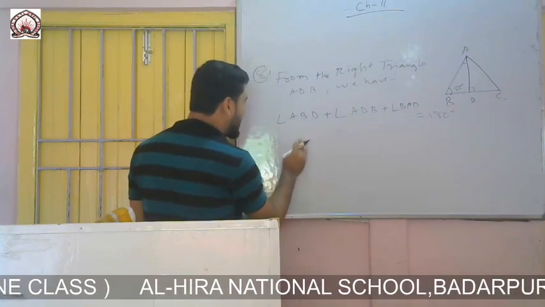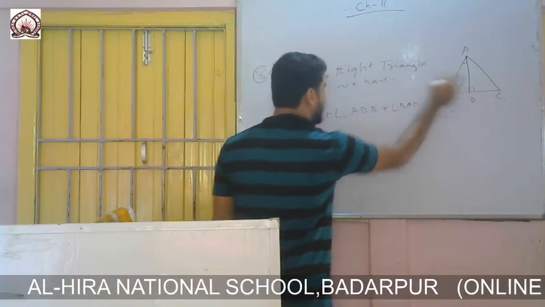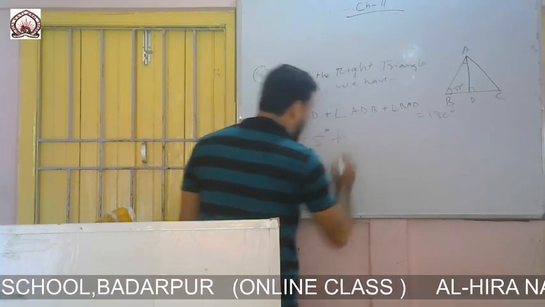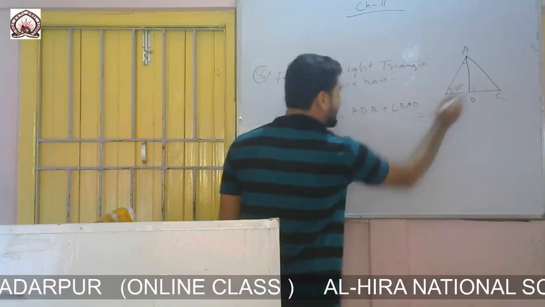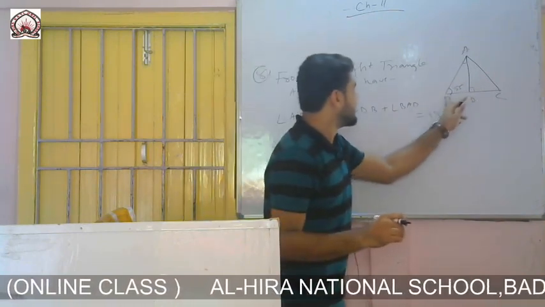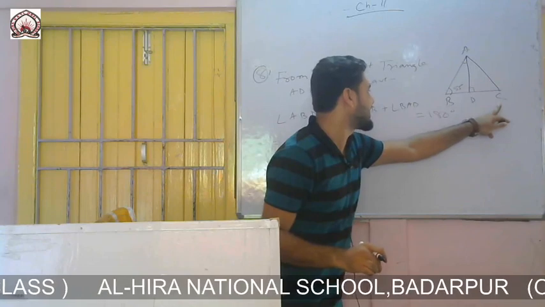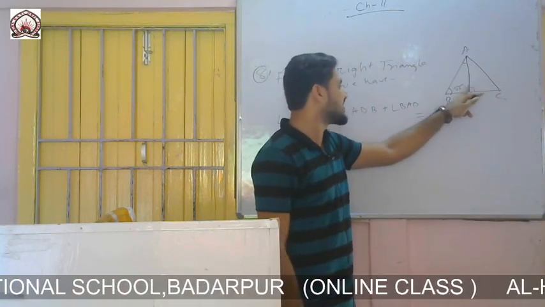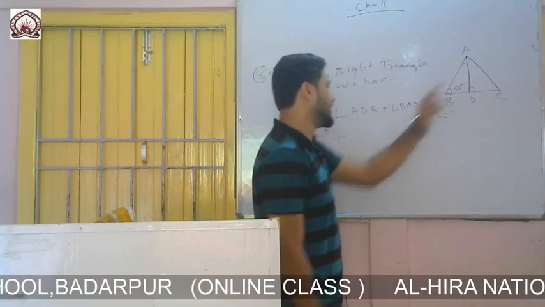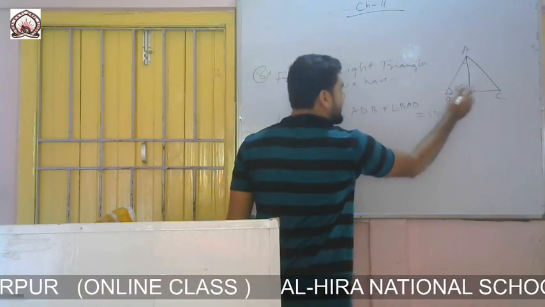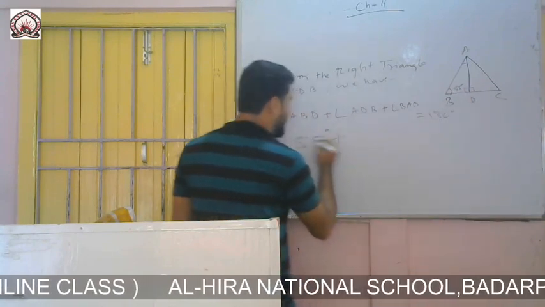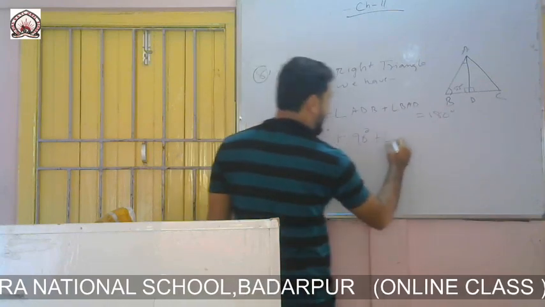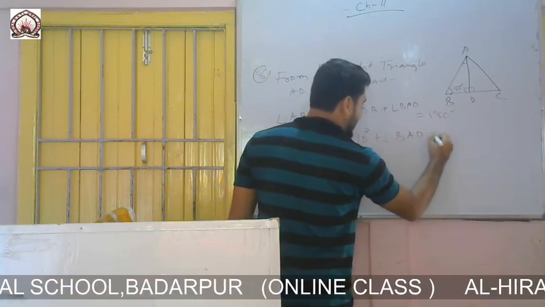So from here I can put the value of ABD. ABD is given 55 degree. So in place of ABD I can write 55 degree plus, in place of ADB I can write 90 degree. Because, why do you know? BC is a straight line. So the measure of the angle of a straight line is 180 degree. So if this part is 90 degree, obviously this part will also be 90 degree. So I can write ADB as 90 degree, and I have to find BAD. So I will keep it the same.